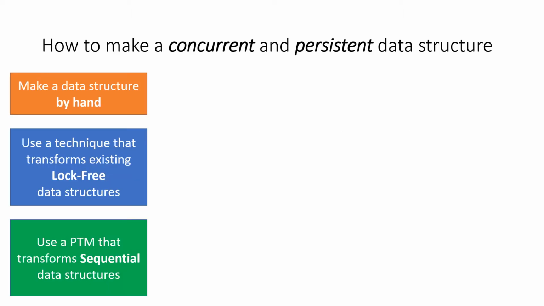Persistent memory is a new technology that provides a durable media with load and store access granularity. One of the things that can be done with this technology is to build failure-resilient data structures, sometimes called persistent data structures. Now, a persistent data structure is interesting, but even more interesting is a persistent and concurrent data structure, and there are three ways to obtain one.